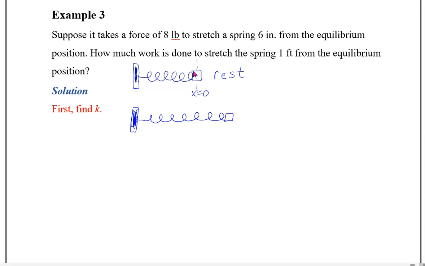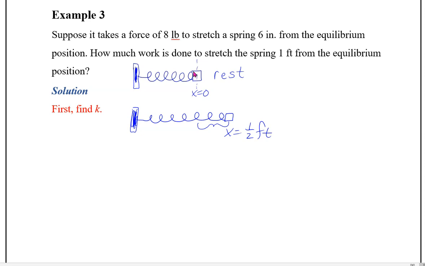However, in the second sentence, they use a measure of 1 foot. We're going to have to pick inches or feet, and we typically pick feet. In other words, this distance right here is now at x equal half of a foot. The force that was given to accomplish this was 8 pounds.